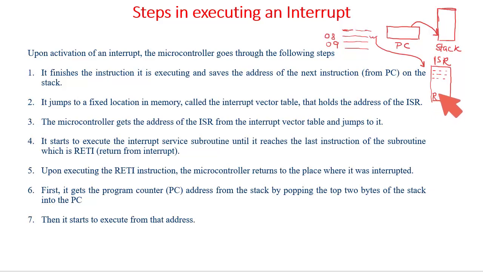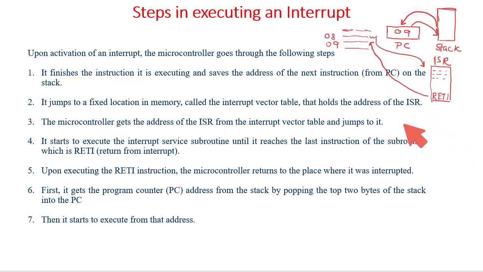and the last instruction is return interrupt, which is RETI. After execution of this return instruction, the execution will be shifted again to where the microcontroller was interrupted. Means it will start from this 09 memory location. Now from where will it get the value 09? After this return I instruction, what was the value in the stack? In the stack the value was 9. That value will return back to the program counter. So upon executing the RETI instruction, the microcontroller returns to the place where it was interrupted.